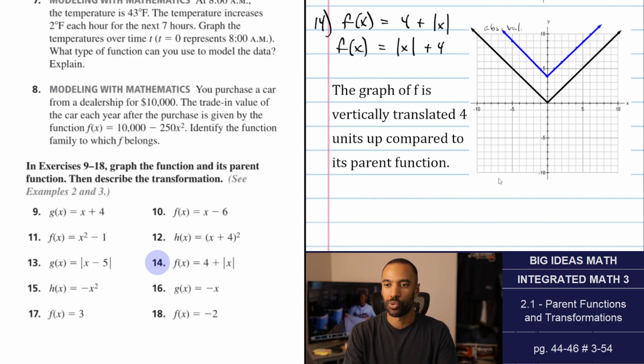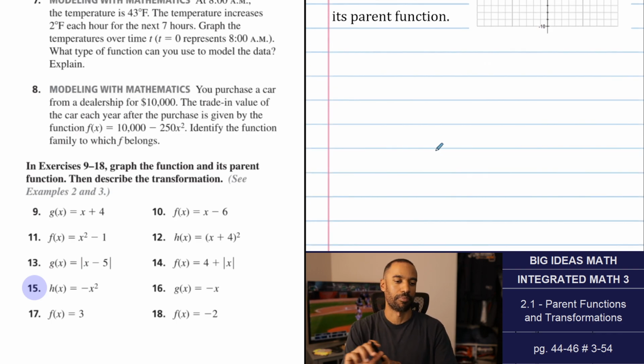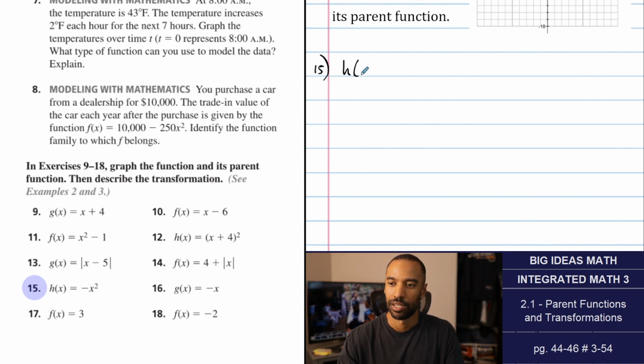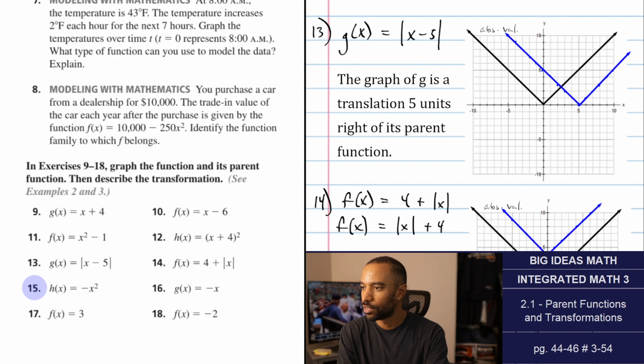All right, let's go to number 15. Now we're talking about multiplying something. In this case, a negative number. Number 15. h of x equals negative x squared. x squared being quadratic. Let's seek out our quadratic.